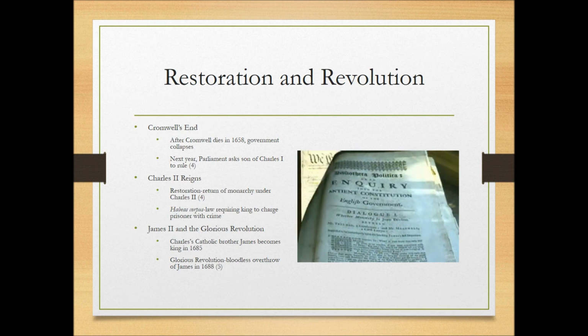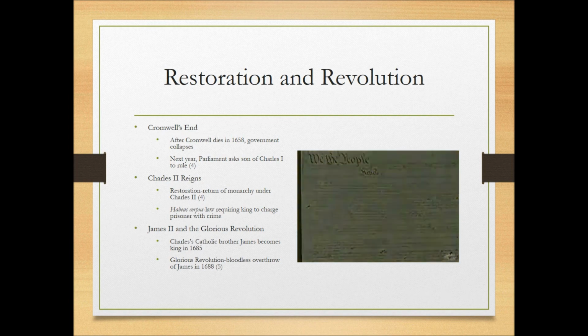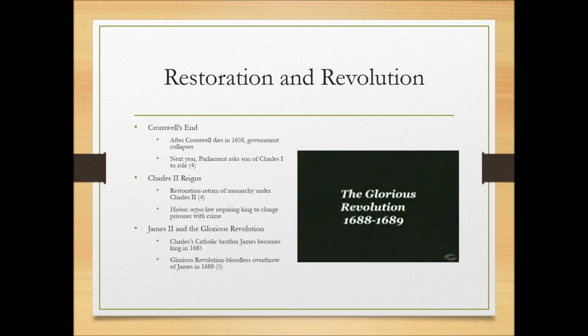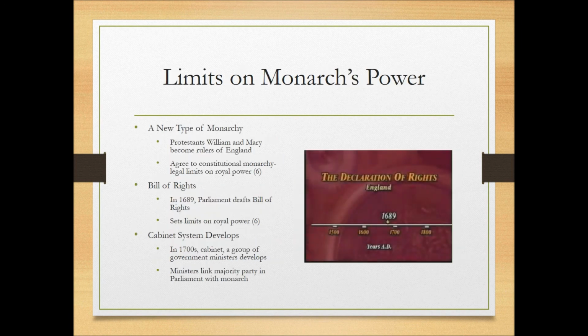Now, Charles had a brother who was Catholic. His brother James became king in 1685. And this time, James didn't have to be executed like Charles I. But there was a bloodless revolution called the Glorious Revolution in 1688, where King James was overthrown, that is, forced to step down, and signed the Magna Carta.